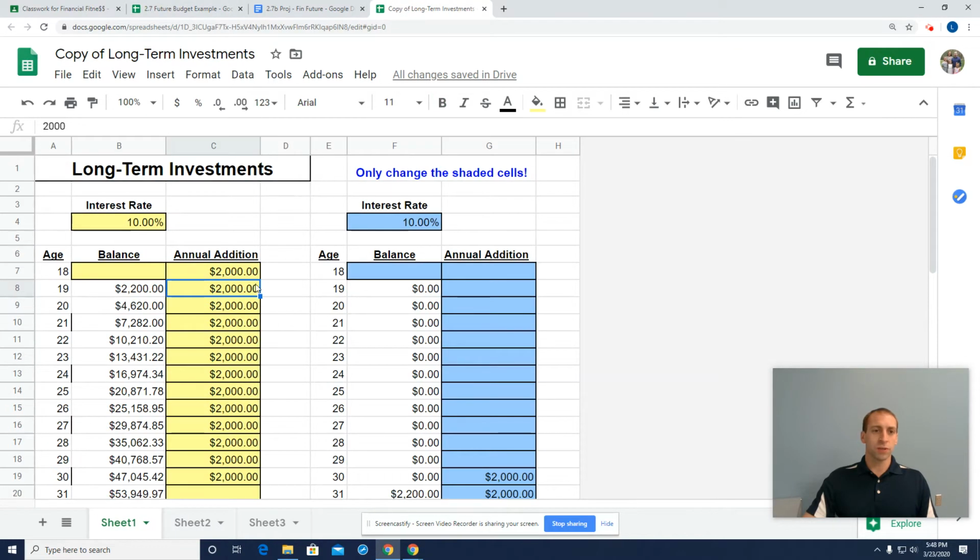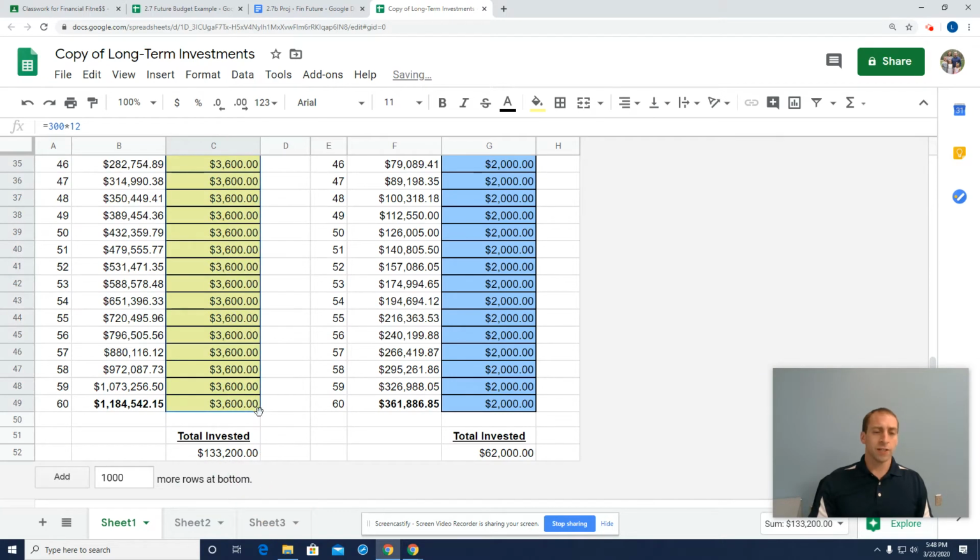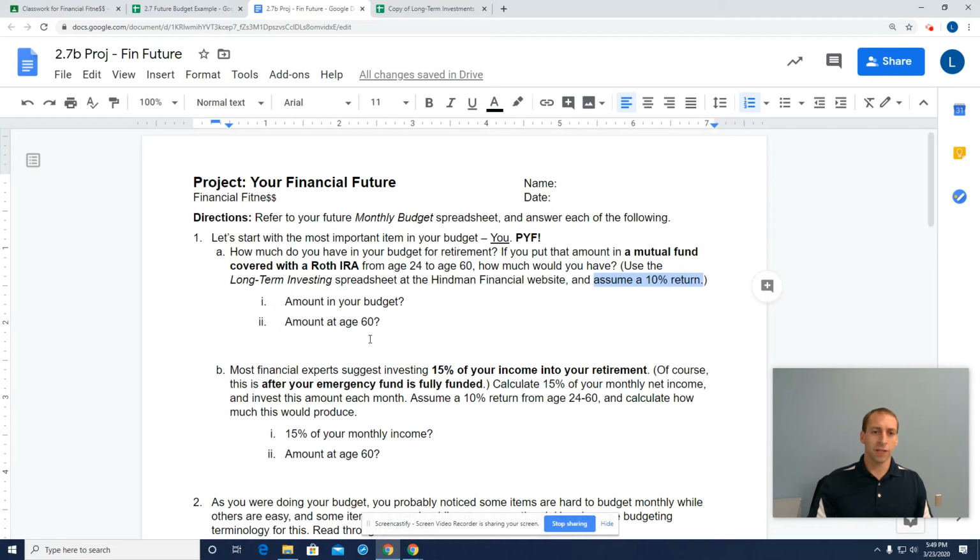So I'm going over to my budget spreadsheet, and the worksheet said to start at age 24, so I'm going to delete everything down to age 24. And then at age 24, I'm going to do 300 per month. This spreadsheet takes an annual addition, so I'm multiplying it by 12. I get 3,600 per year, which would be 300 a month. I'm going to copy that down through, and at age 60, I have 1.18 million. So there would be my answer for number 1A, amount at age 60, 1.1 million. Okay, you use your numbers, go ahead and do part 1A.